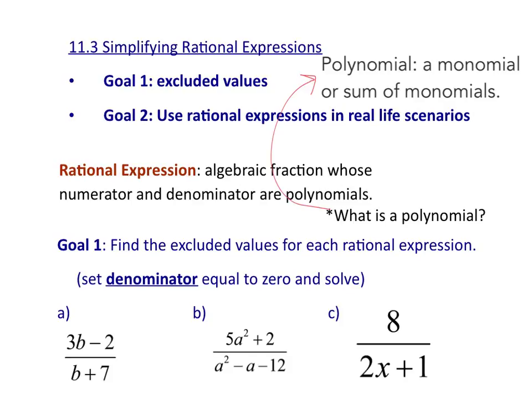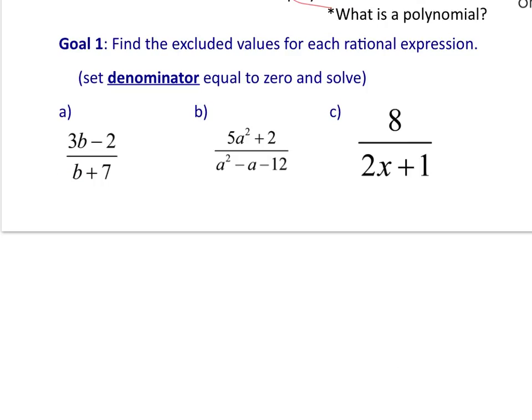Find the excluded values for each rational expression. Goal number 1, find the excluded values for each rational expression. Again, this is where we want to set the denominator equal to 0 and solve. So on A, 3b minus 2 over b plus 7, I am going to set b plus 7 equal to 0 and solve for b and get b equals negative 7.